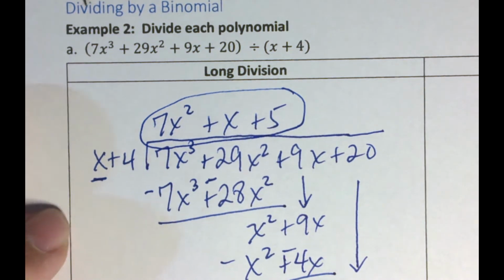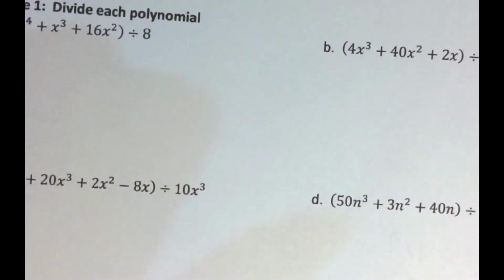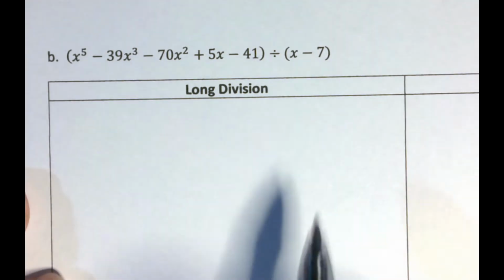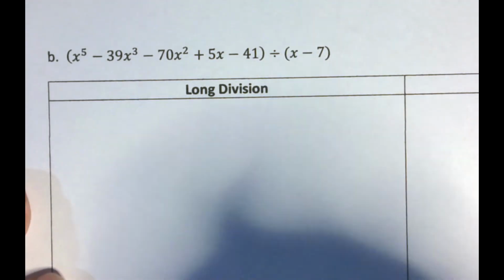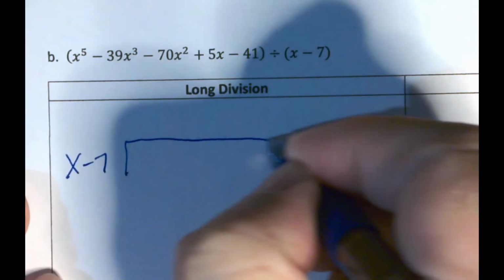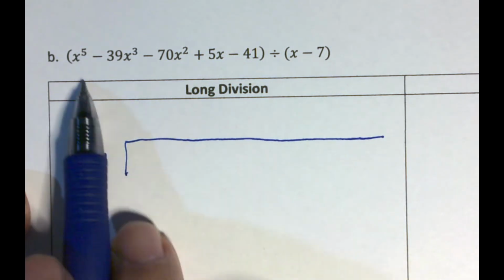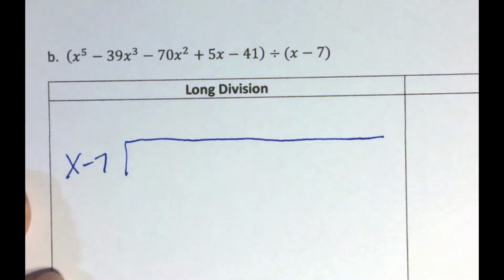Okay. Let's do the next example. Example B. All right, again, I'm just going to copy the x minus 7 out here. x minus 7. Draw my box. And I'm going to put the dividend, the long part here, inside the box. But there's a twist here.